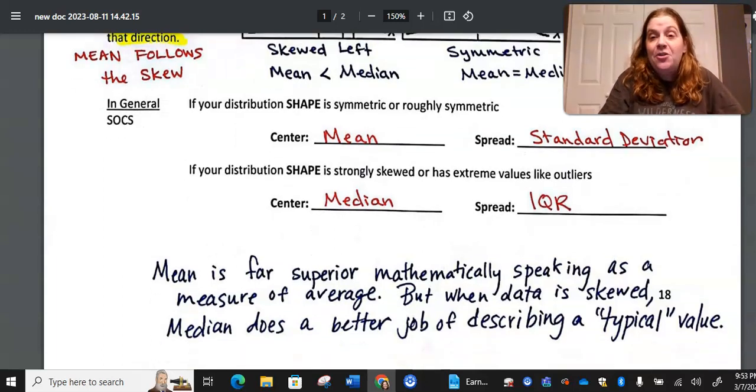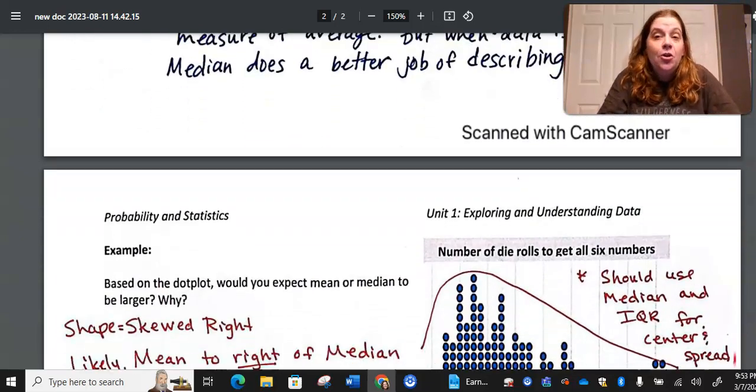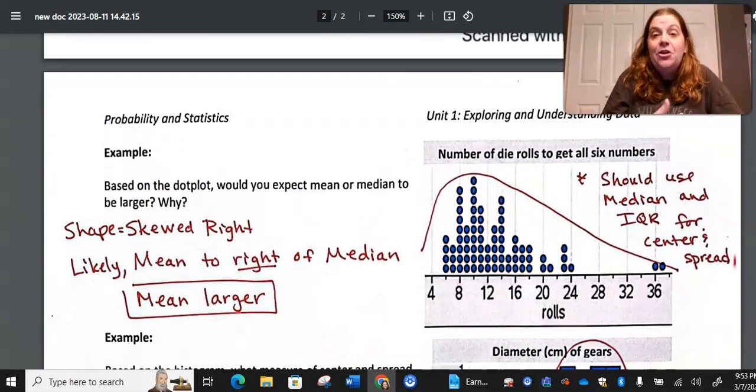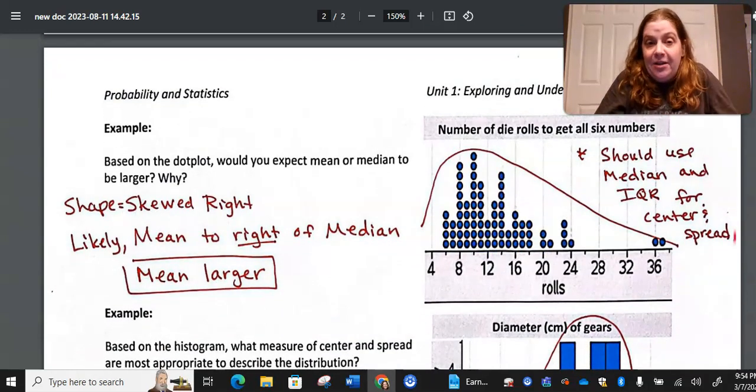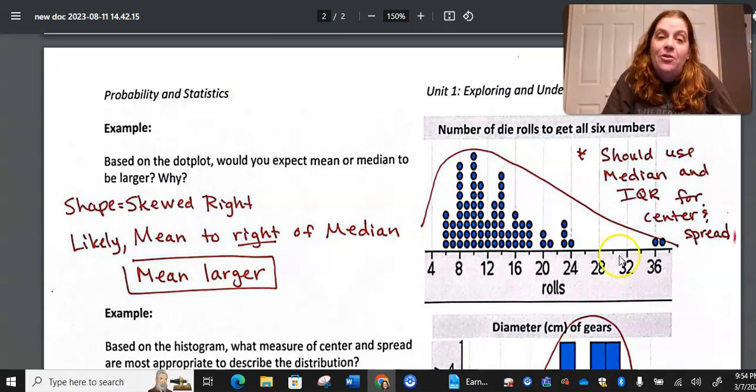And if you see graphs that are skewed or have outliers, you're going to want to describe center and spread using the median. Now, for example, let's say I have this dot plot here. It says, what would you expect, the mean or the median to be larger and why? Just based on this dot plot, because I don't want to actually add these numbers up and figure this out, I noticed that this graph has a right skew.